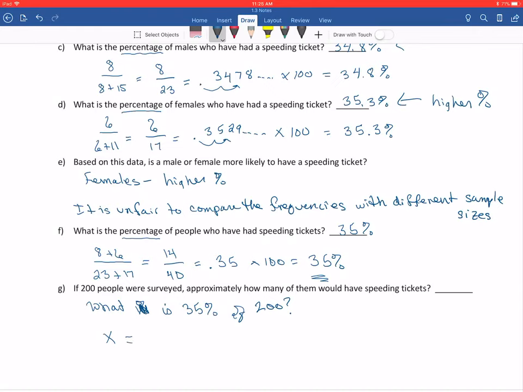What is 35% of 200? The word "of" signals multiplication. So if I were to multiply 0.35 by 200, I should get an answer here that makes sense. If we do that, we get 70. And always take a second to make sure that makes sense. So if 200 people were surveyed, 70 of them could have speeding tickets, and that would be 35%. So that makes sense.